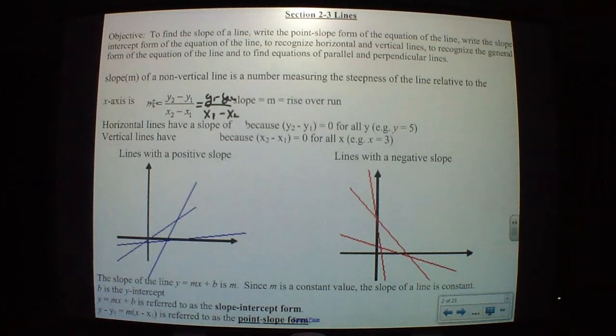Slope is rise over run. Your rise is your y-axis, so it's a change in your y. Your run is your x-axis, so it's your change in your x.